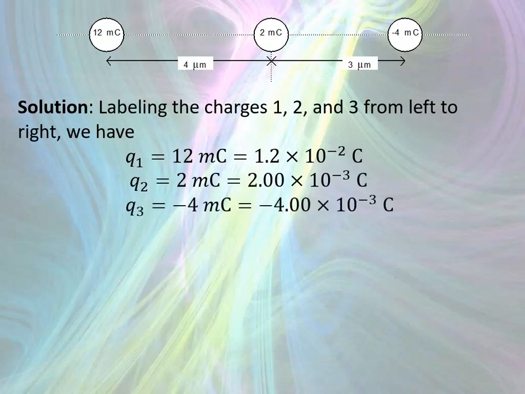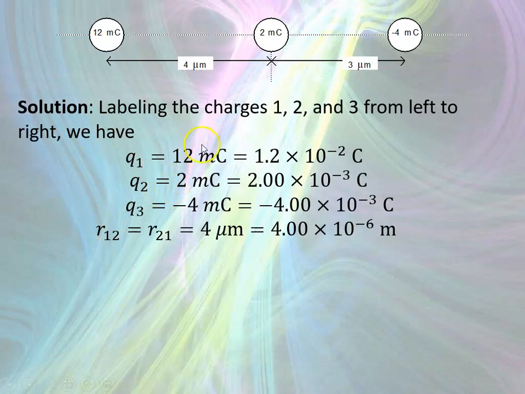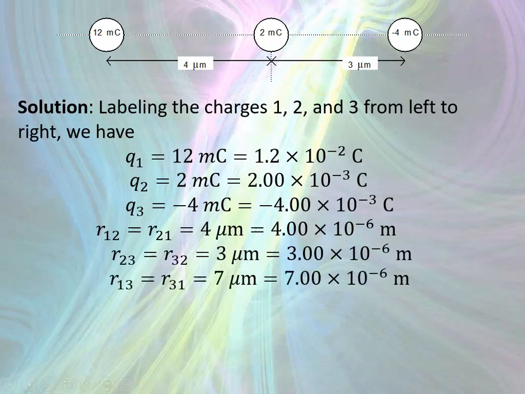Well, we write down our givens and convert to SI units. In other words, get rid of the prefixes and just use scientific notation. Notice we also have our distances: R12 and R21 are 4 micrometers, R23 and R32 are 3 micrometers, and don't forget the distance from charge 1 to charge 3, or from charge 3 to charge 1, 7 micrometers. Again, converted into scientific notation and SI units.